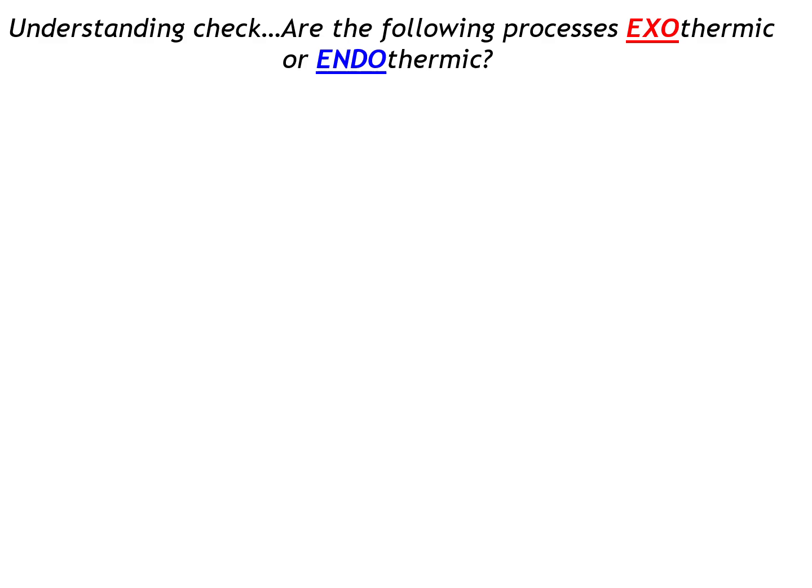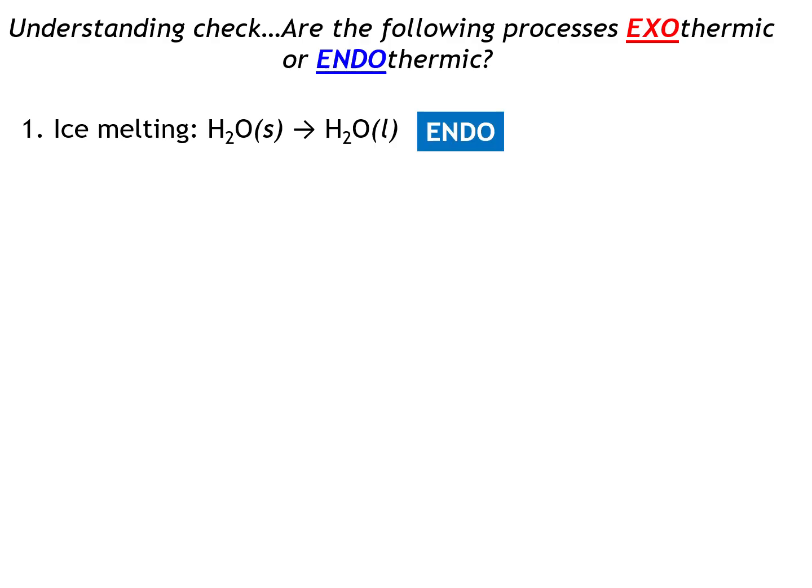So this next part is an understanding check, and we're going to say whether the following processes are exothermic or endothermic. So the first one is ice melting. The way you can figure these out is if you say, well, if I have to add heat, it's going to be endothermic. If I want something to melt, I have to add heat to it. So that one is definitely endothermic.